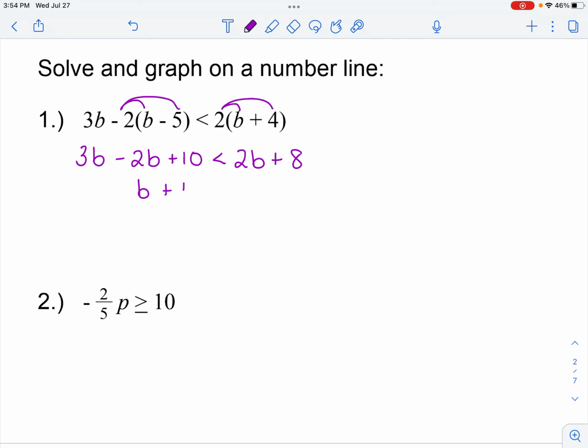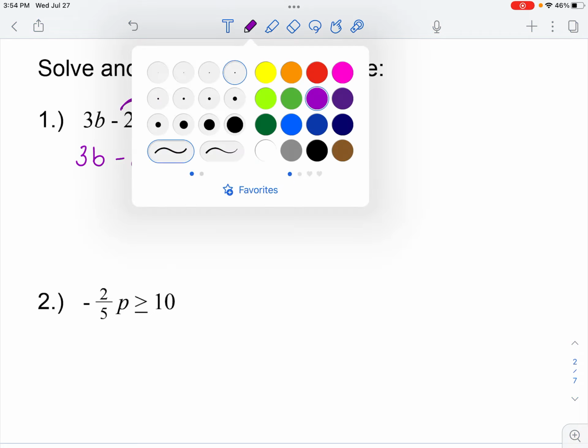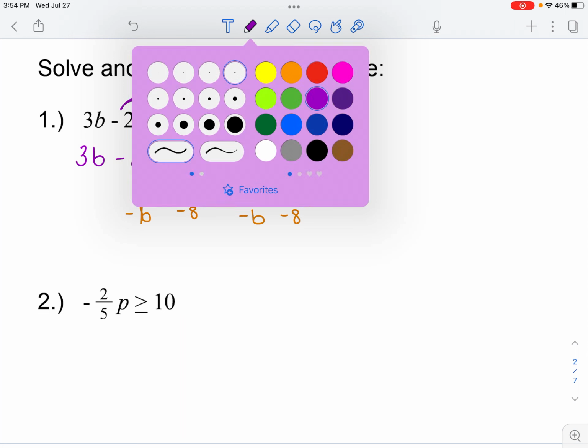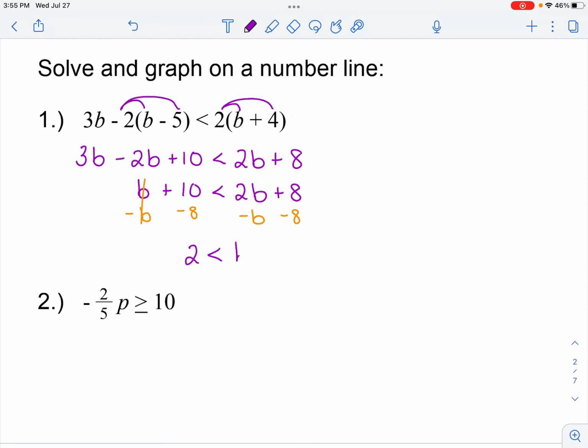All right. So this is really b plus 10 is less than 2b plus 8. All right. I'm going to subtract the b over, so I can keep the b positive, which means I'm going to eliminate this, and I'm also going to subtract the 8. So that's going to give me 2 is less than b, which is the same thing as saying b is greater than 2, okay? So b is greater than 2.